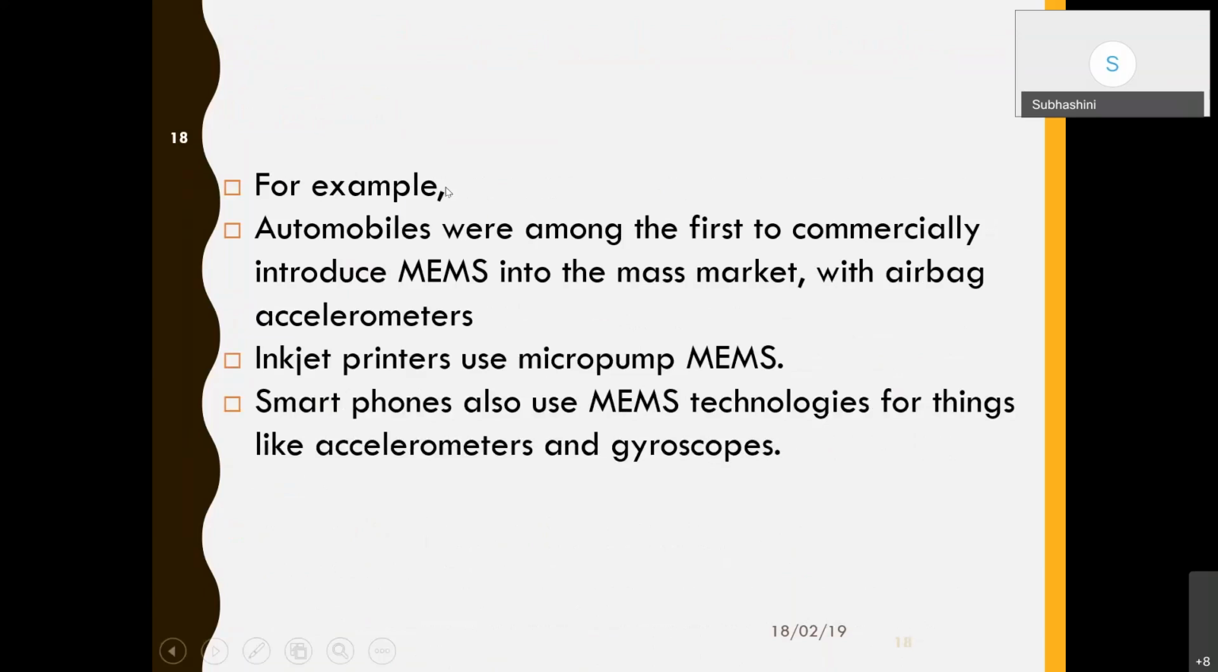And where are they used? MEMS were first introduced in the automobile sector. The best example in automobiles is the airbag system. In airbag systems, you have the whole system treated as a single project with accelerometers. The whole project is one single system, and that airbag system has a sensor and actuator inside it. Both are inside, so that is what you can call MEMS. Also, micro pump MEMS are available in printers, and even your phone has MEMS in the form of accelerometers and gyroscopes.